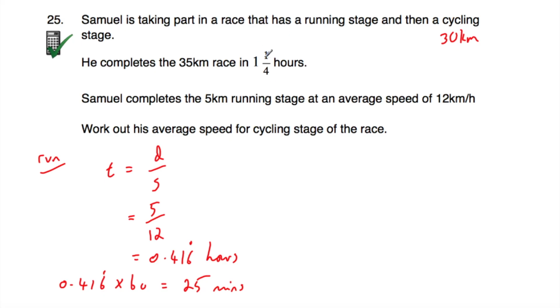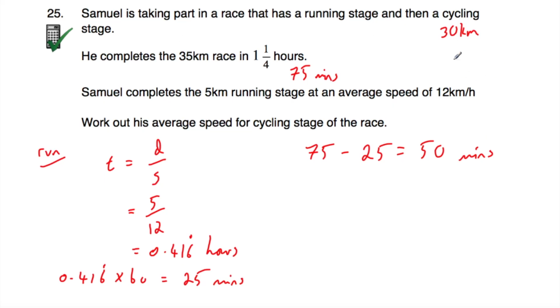Now the whole race took him 1.25 hours. That in minutes: a quarter of an hour is 15 minutes, so that means the whole thing took him 75 minutes. So if we do 75 take away 25, that'll tell us how many minutes it took Samuel to do the cycling stage of the race. And 75 take away 25 is equal to 50. So it took him 50 minutes to do the cycling stage.